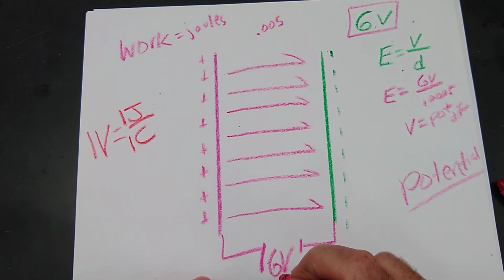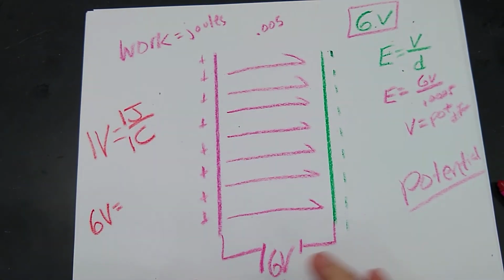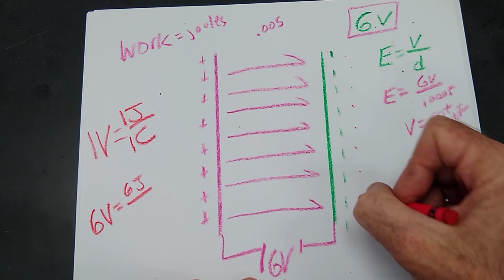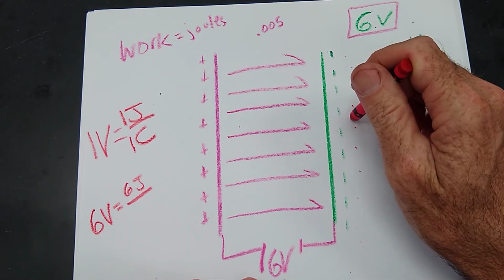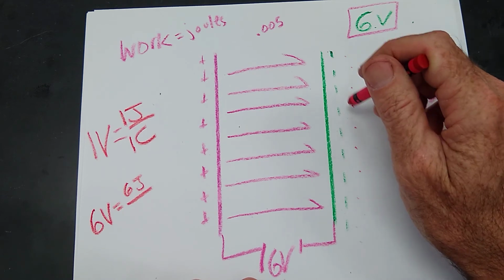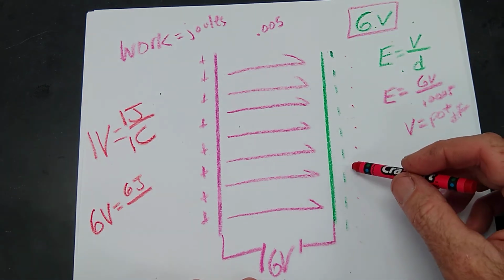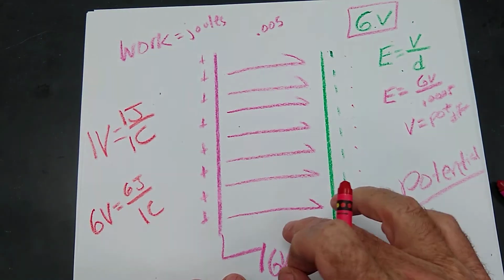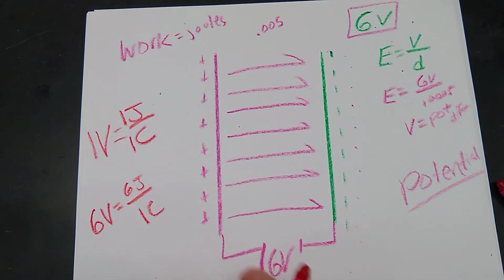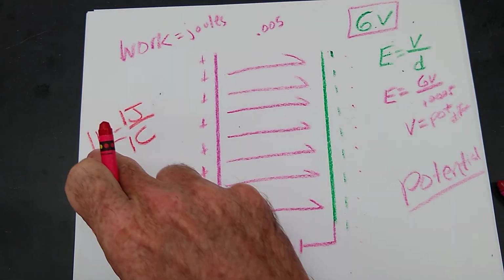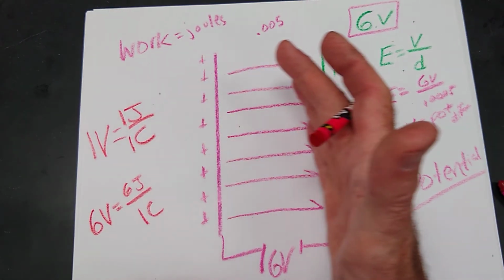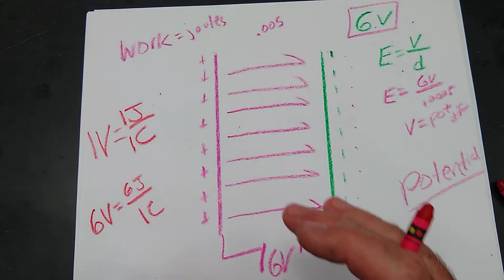This is a 6 volt battery, isn't it? So a 6 volt battery would do 6 joules of work if we had a whole coulomb, which remember is many, many, many electrons, like 7 billion electrons. If we had an entire coulomb of electrons move across this 6 volt battery, then 6 joules of work would be done. So a 6 volt battery does more work with the same amount of charge than a 1 volt battery does. So if we think about this, this is why we use higher voltage batteries. They can do more work.